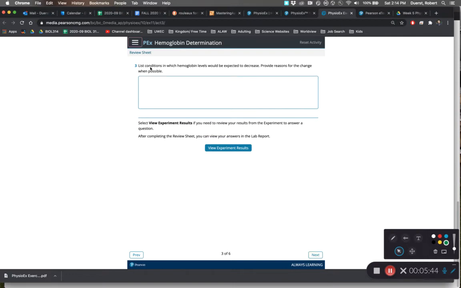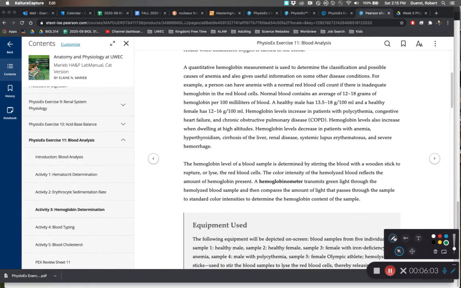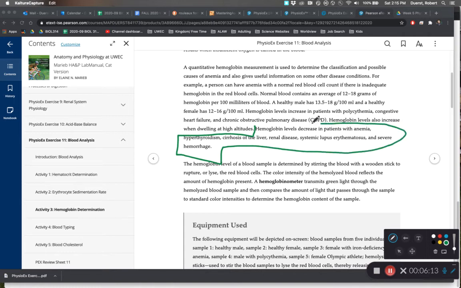Question number 3. List conditions in which hemoglobin levels would be expected to decrease and provide reasons for the change when possible. In these situations where you would expect hemoglobin to decrease, let's go back to our pre-lab information. So as we look at the pre-lab information, we would expect individuals that have anemia, hypothyroidism, cirrhosis of liver. This last sentence right here gives us a list of conditions where the hemoglobin levels would decrease.